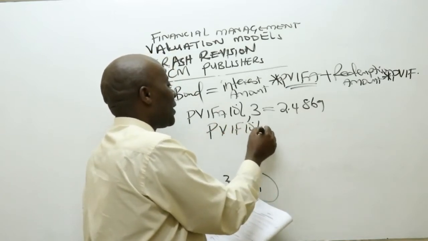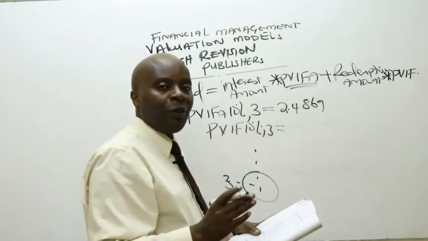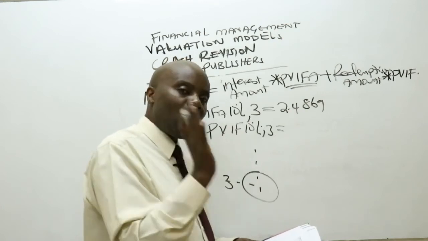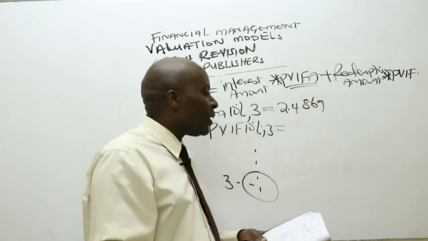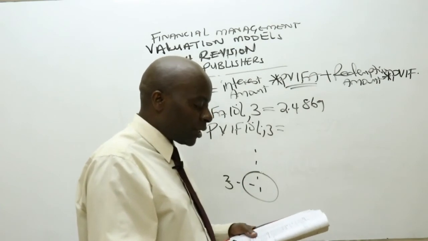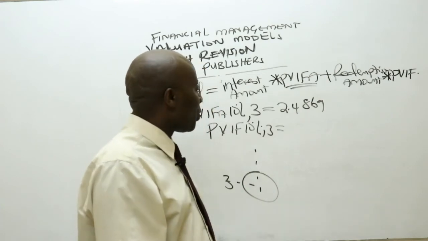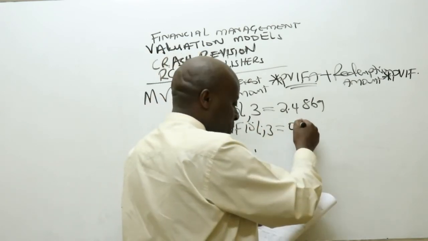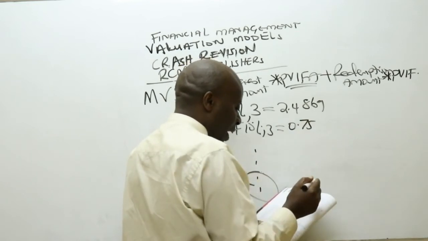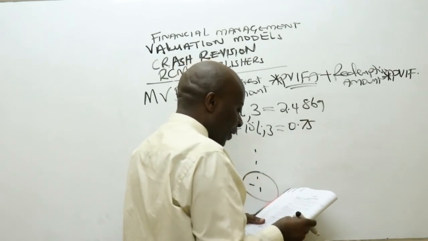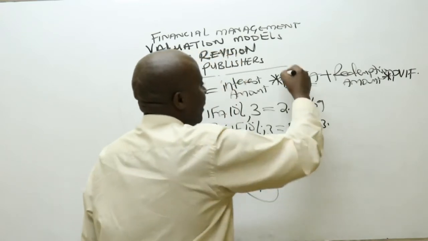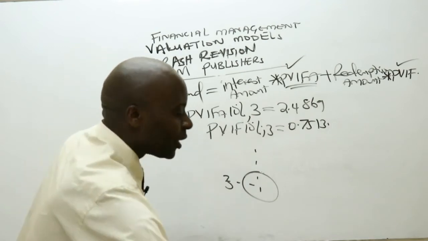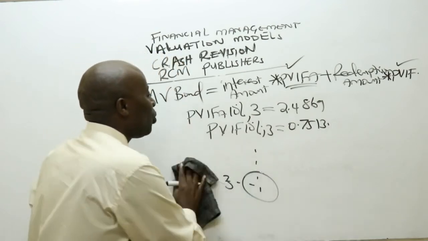How about PVIF? PVIF, 10%, how many years? 3 years. So for PVIF you go to your discounting factors tables. Don't go for the one written annuity. Look for the one written lump sum, and you'll be able to see that the present value interest factor at the cost of capital of 10%, 3 years, is giving us 0.7513. Thank you very much. At least I've been able to take care of these two. Those are low hanging fruits. After I take care of that, now I should be able to go to the next thing.